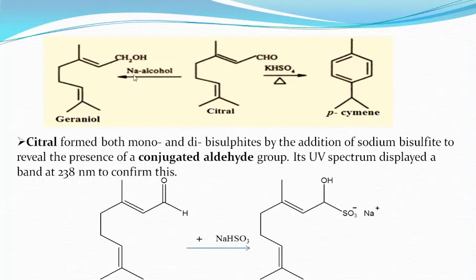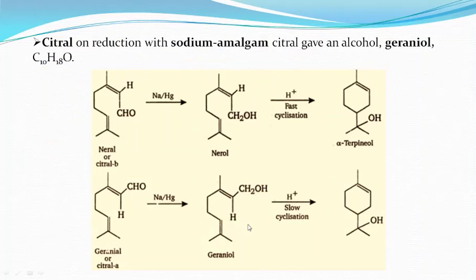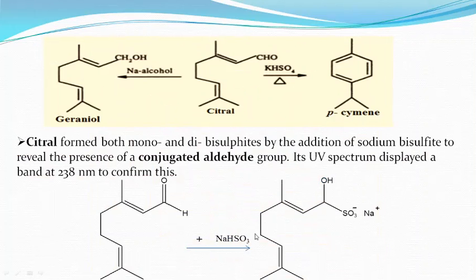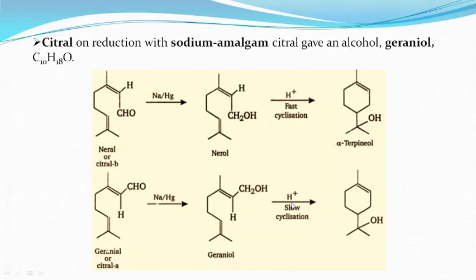On reduction with sodium and alcohol, it gives an alcohol known as geraniol. In this, the aldehydic group is converted into alcoholic group. Citral forms both mono and disulfonates by the addition of sodium bisulfite, revealing the presence of a conjugated aldehydic group in citral. Citral, on reduction with sodium amalgam, gives the alcohol geraniol.